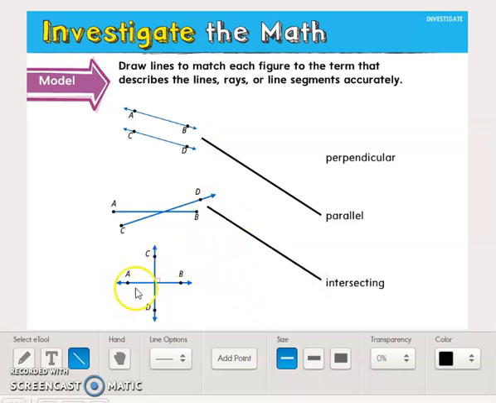And then I have lines AB and CD again, and they are intersecting, and they are all at 90-degree angles. You can see this is a 90 degree, which would mean this would have to be 90 degrees too, because a line is 180 degrees.